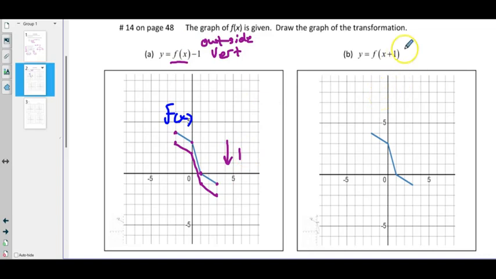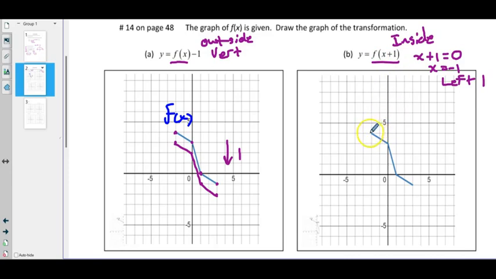For b, note we are inside of the function. So since we are inside of the function, in order to understand which direction it is moving, we need to set the inside equal to 0. So x plus 1 equal to 0. When you solve, you get x is equal to -1, which tells me I'm moving left by 1. Now, visually speaking, whenever I see f of x plus 1 inside, it's the opposite of what is happening. So plus 1, in my head, you would think to the right one, but it means left one.